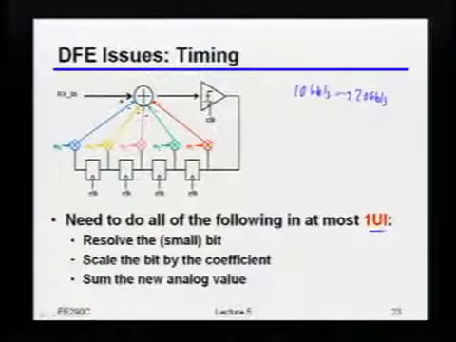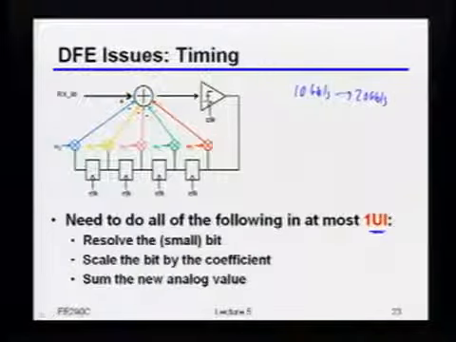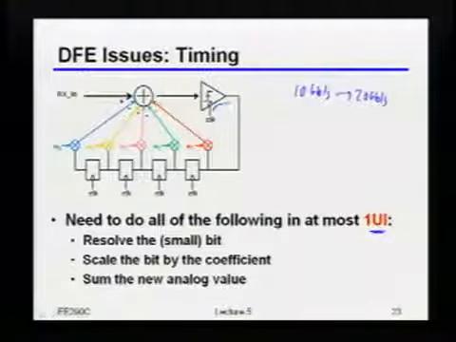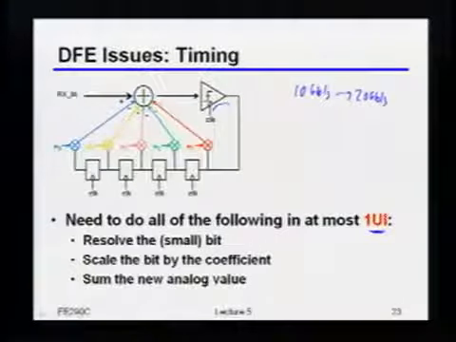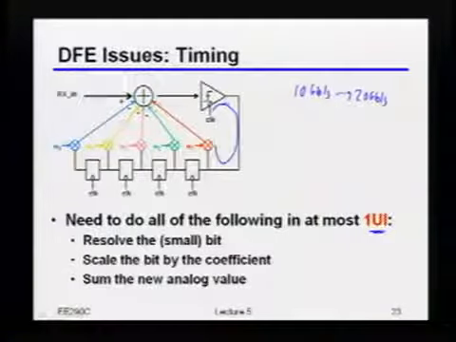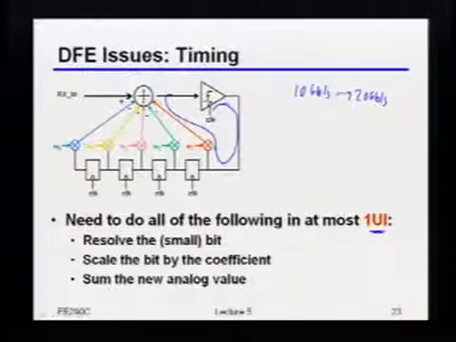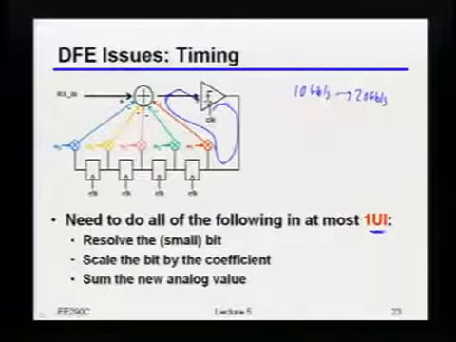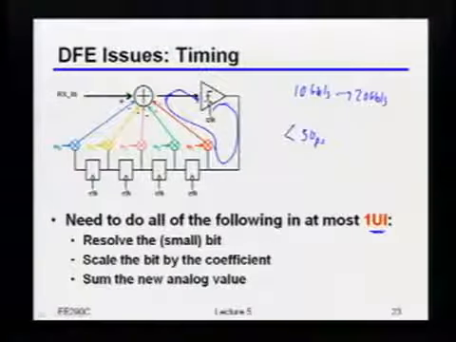By the way, UI just stands for unit interval. That means 1 bit time. I'm just using that here because it's shorter to write. So you have to do all the following things in 1 bit time. You have to decide what the bit was in the first place, which usually involves regenerating a small signal. You have to feed that back through some multiplier, meaning you have to scale the bit by some coefficient. Then you have to get that onto some analog node and settle that analog thing out, all before you make it back to the comparator. So as an example, if you're going to do this at 20 gigabits per second, you have less than 50 picoseconds to do all 3 of those things.